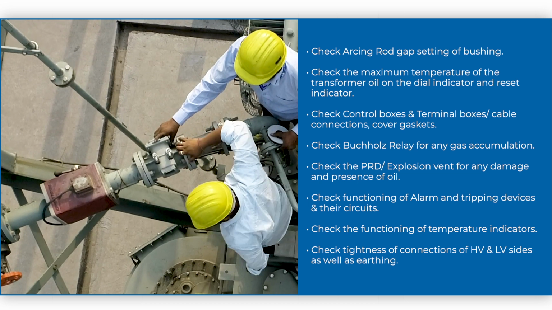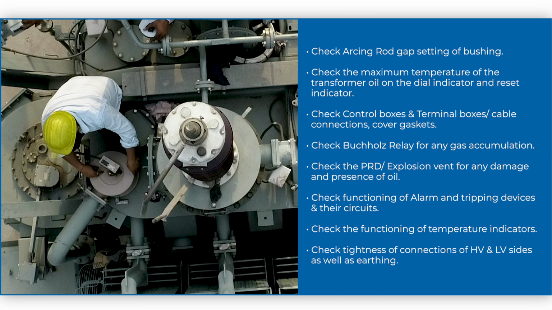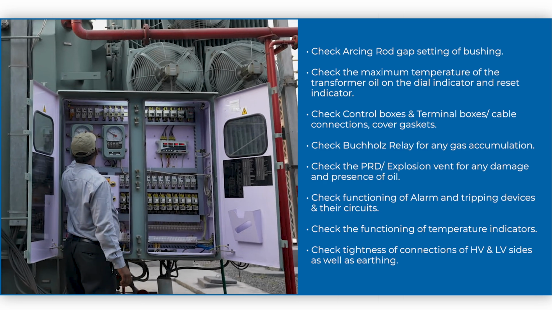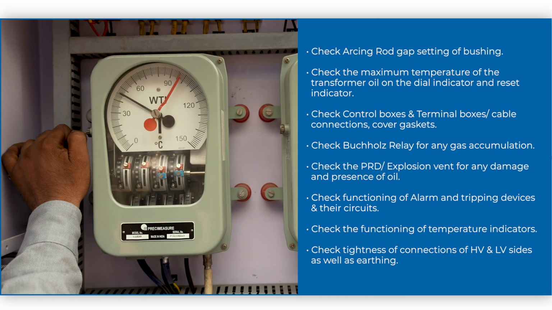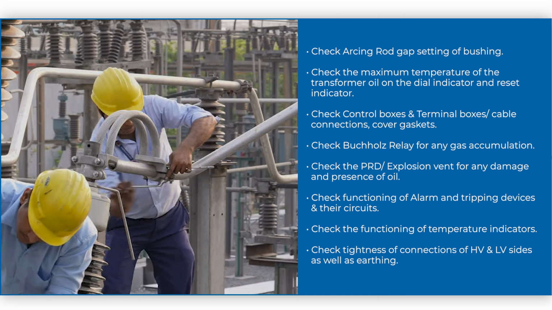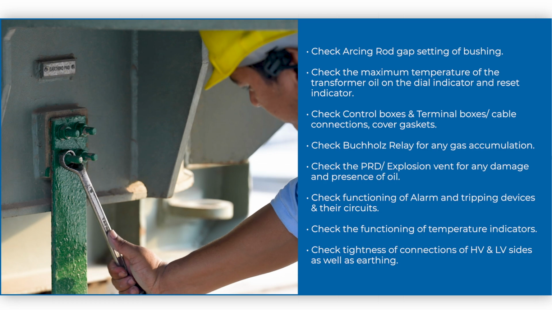Check the PRD or explosion vent for any damage and presence of oil. Check functioning of alarm and tripping devices and their circuits. Check the functioning of temperature indicators. Check tightness of connections of HV and LV sides as well as earthing.